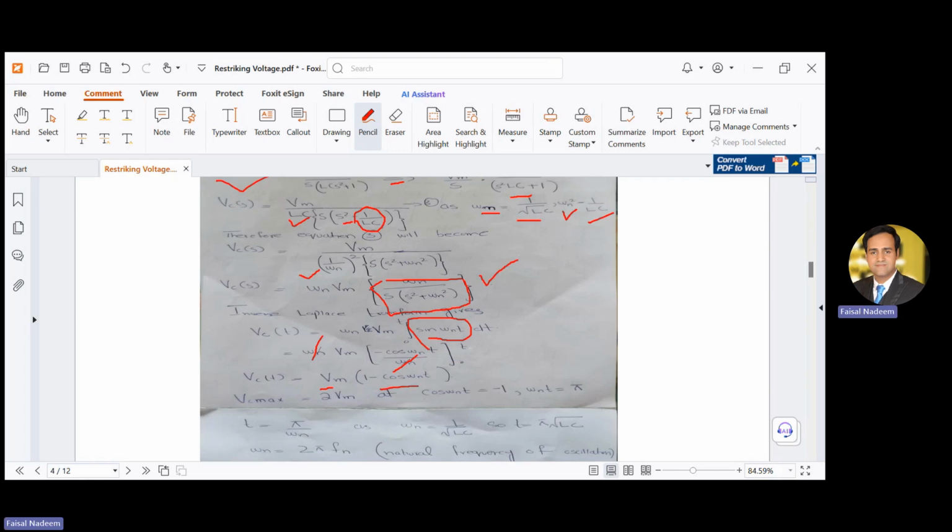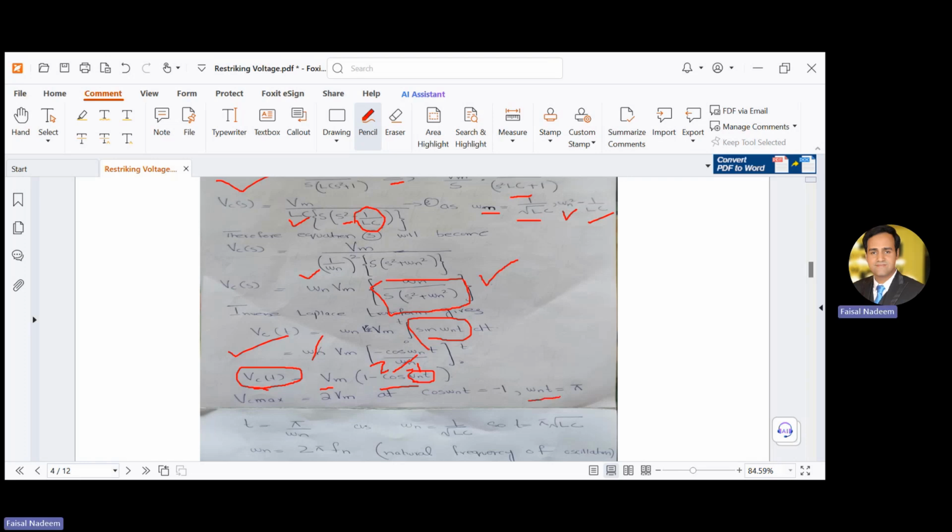So now we can see that we can have the maximum value of VC only when cos omega n t is equal to minus 1. Because when cos omega n t is equal to minus 1, 1 minus minus 1 will become equal to 2, so 2 times Vm. So how can we get cos omega n t equal to minus 1? We can have cos omega n t equal to minus 1 only when omega n t is equal to pi.